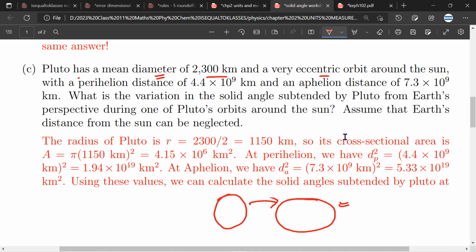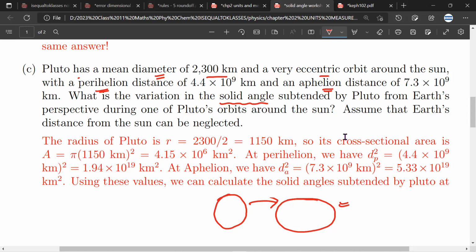So Pluto has a mean diameter of 2300 kilometer and a very eccentric orbit around the sun, with a perihelion distance of this and aphelion distance of this. What is the variation in solid angle subtended by Pluto from Earth's perspective during one of Pluto's orbits around the sun? Assume Earth's distance from the sun can be neglected.